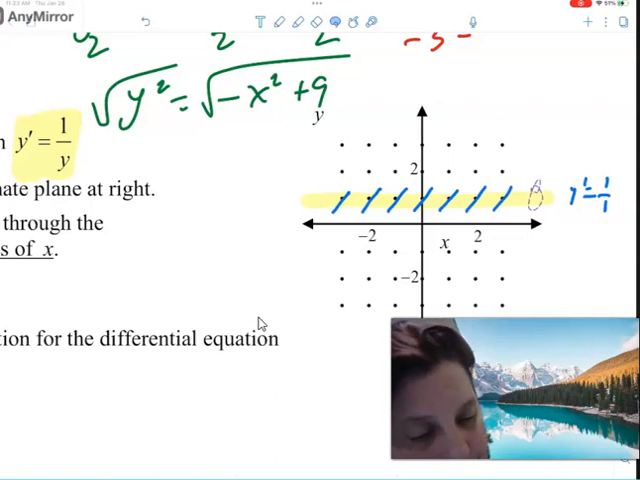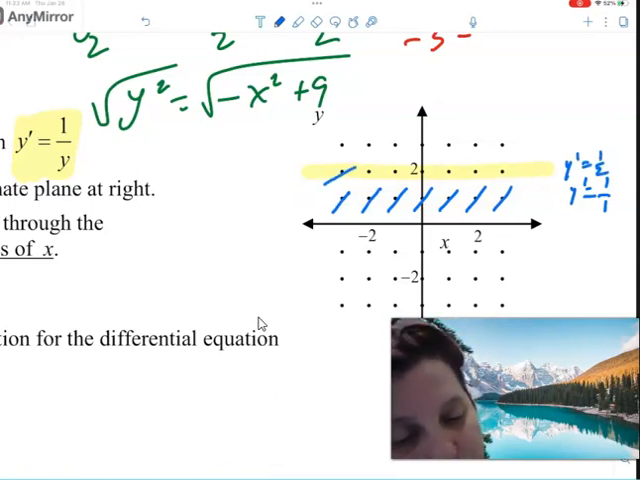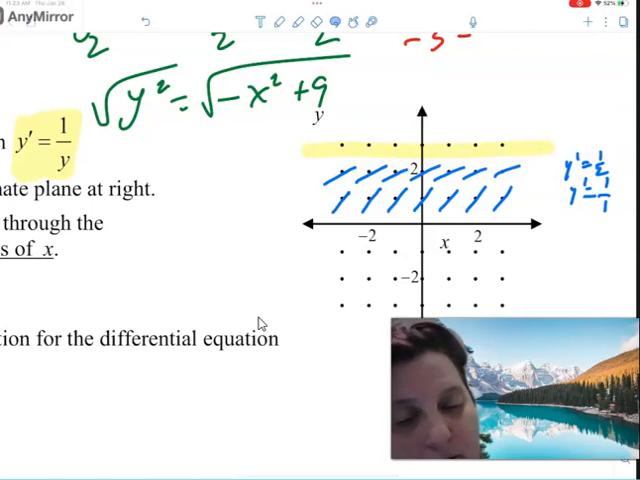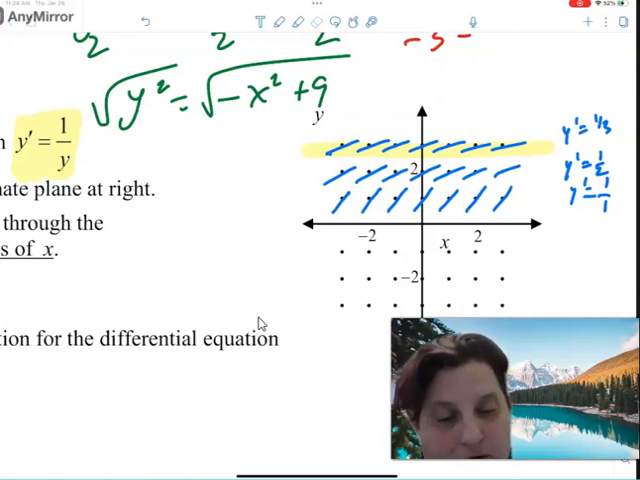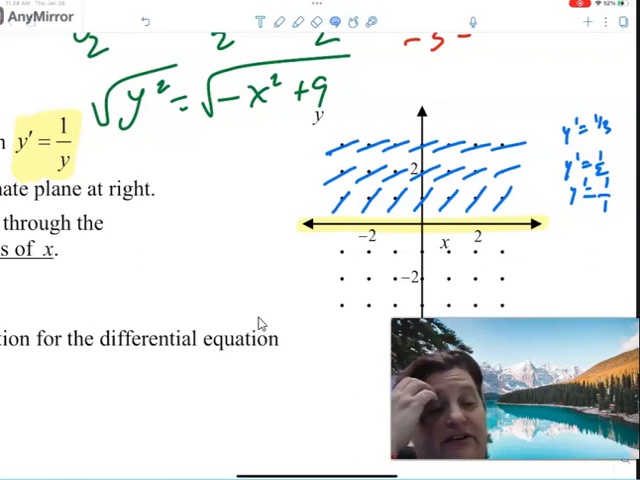Okay? On this whole row, the y is 2, so y prime is 1/2. So those are a little bit flatter all the way through there. All right, up here, y is 3, so y prime is 1/3, so it's a tiny bit even flatter than that. Okay, cool. All right, let's move down here. What about 0? It's 1 over 0. It's undefined all the way through there. Completely undefined because I can't do 1 over 0.